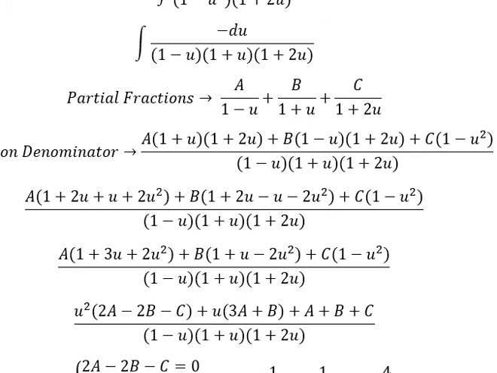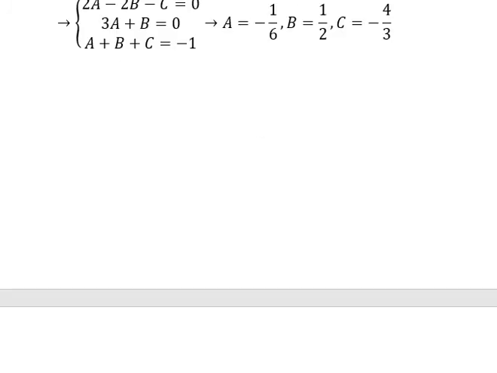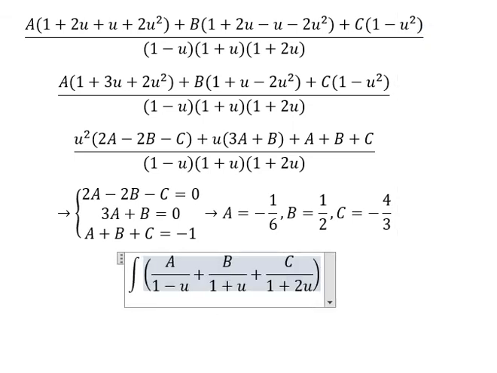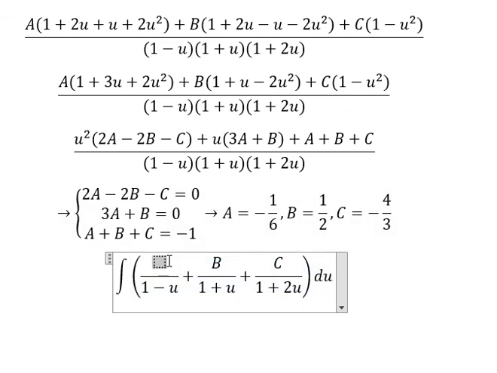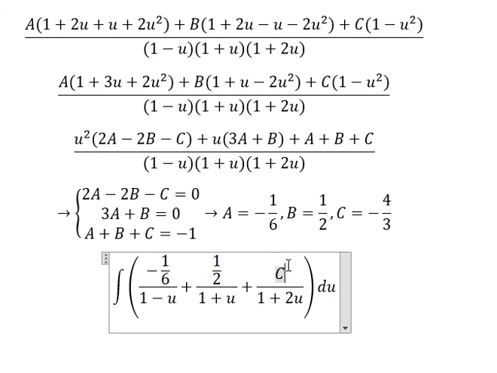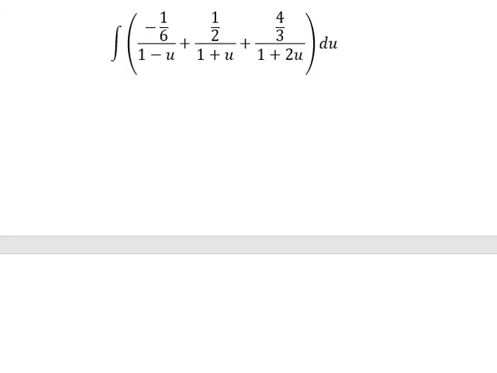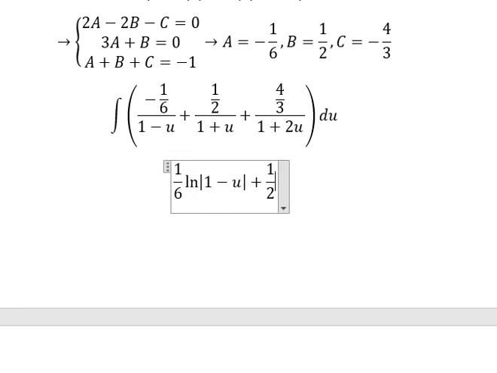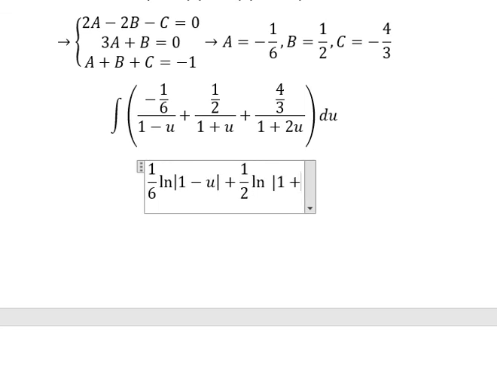Now we go back to this one. A is about negative 1 over 6. B is about 1 over 2. C is about 4 over 3. And now we can get the final answer. The integration of this one, we have 1 over 6 ln of the absolute value of 1 minus u. The next one is about 1 over 2, ln of 1 plus u.